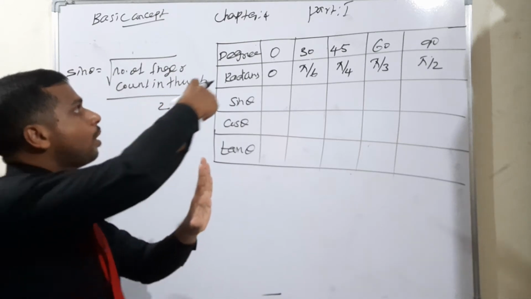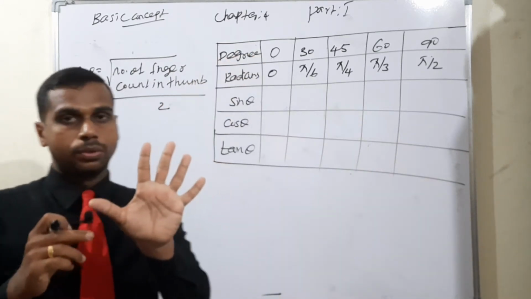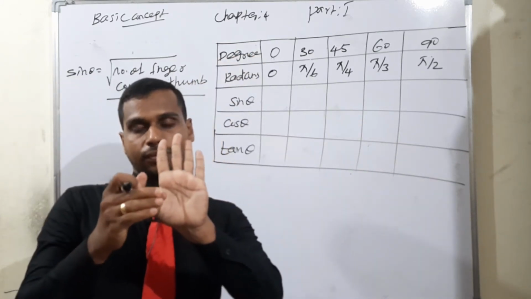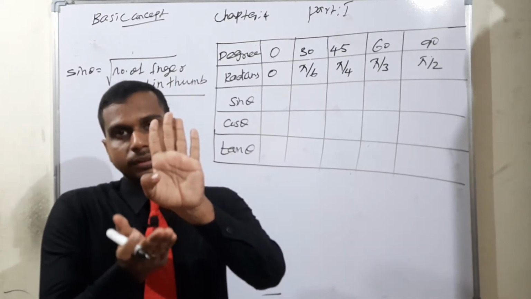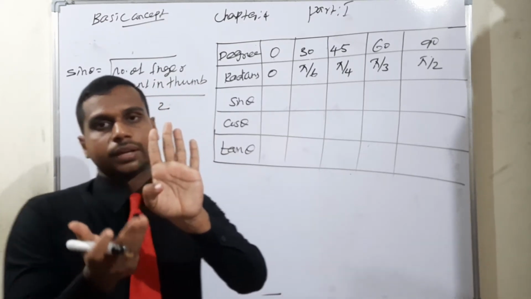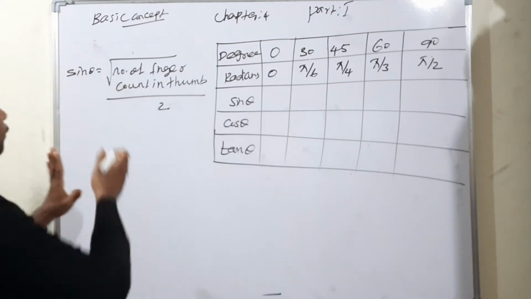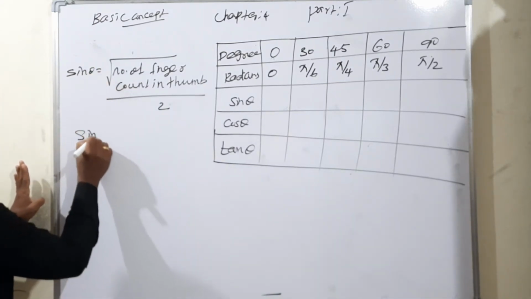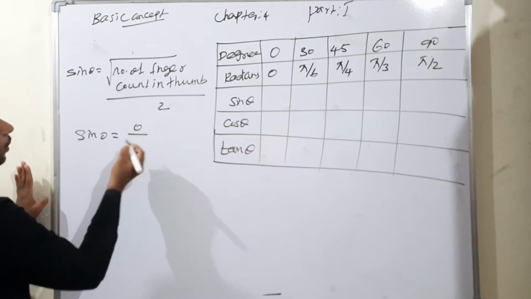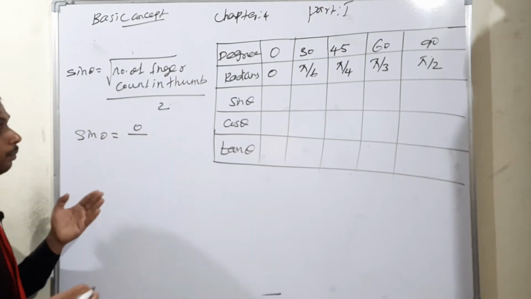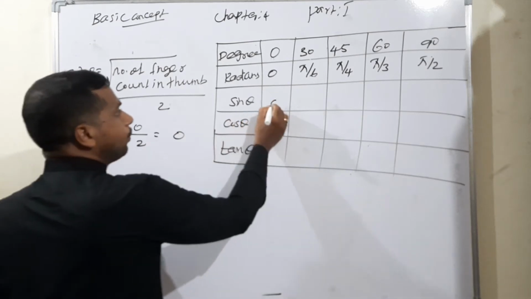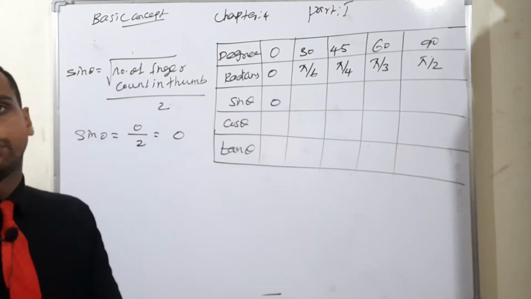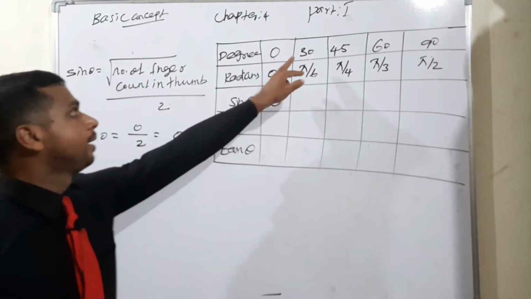Now I am moving to how to find the value for 0. If you fold the 0 finger, look at the thumb side: do you have any fingers there? There is nothing, so we can write it directly as 0. Therefore sin 0 is equal to root of 0 divided by 2, and 0 divided by anything is 0. So sin 0 value will be 0. I am moving to sin 30.